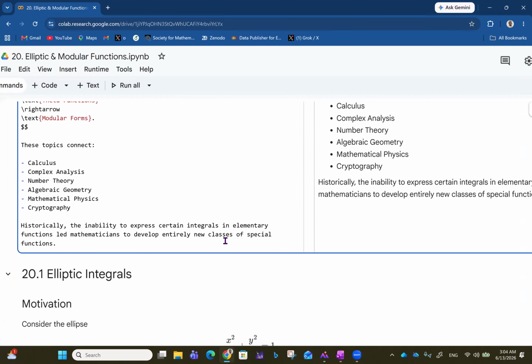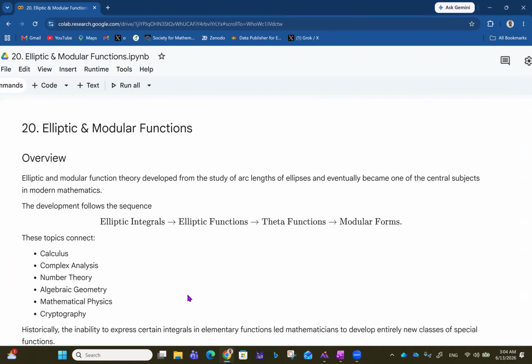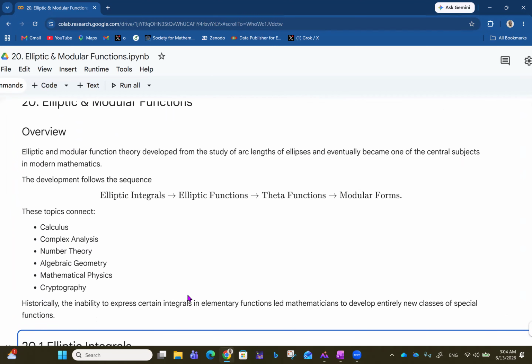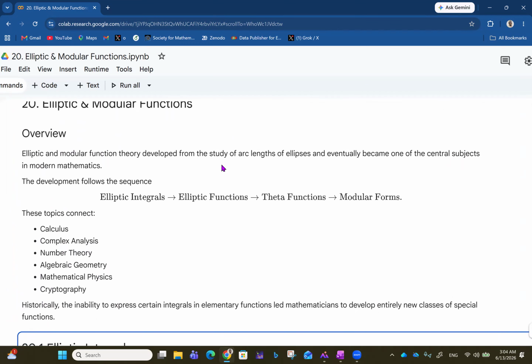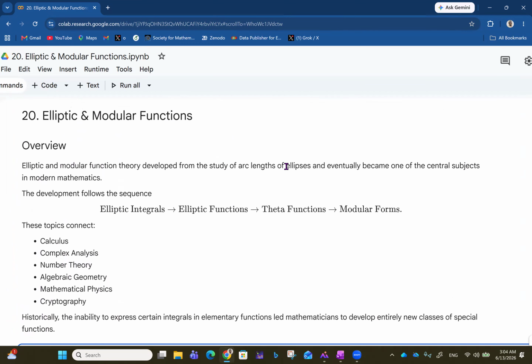Now, talking about elliptic and modular functions. Elliptic and modular function theory developed from the study of arc lengths of ellipses and eventually became one of the central subjects in modern mathematics. So, of course, you know the idea of an ellipse. I talked about the ellipse under conic sections as we considered coordinate geometry.